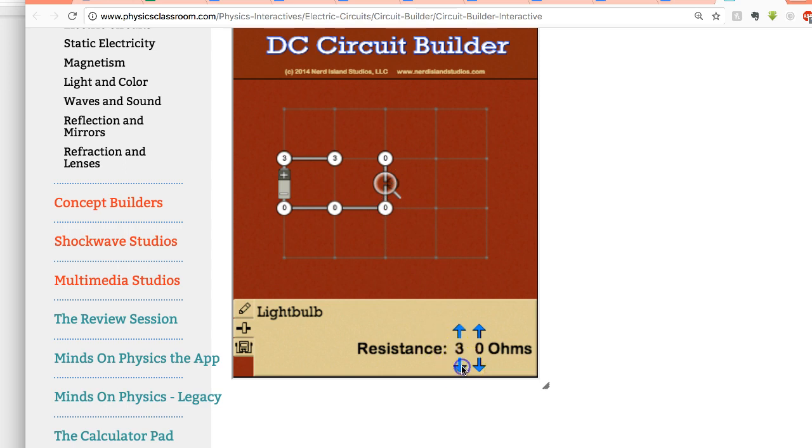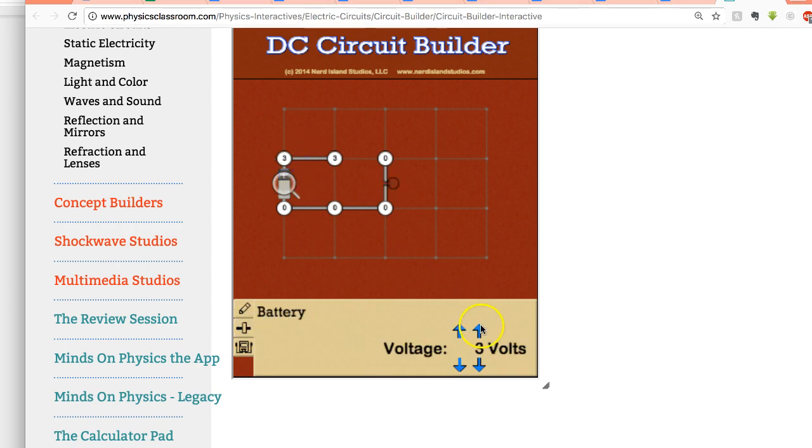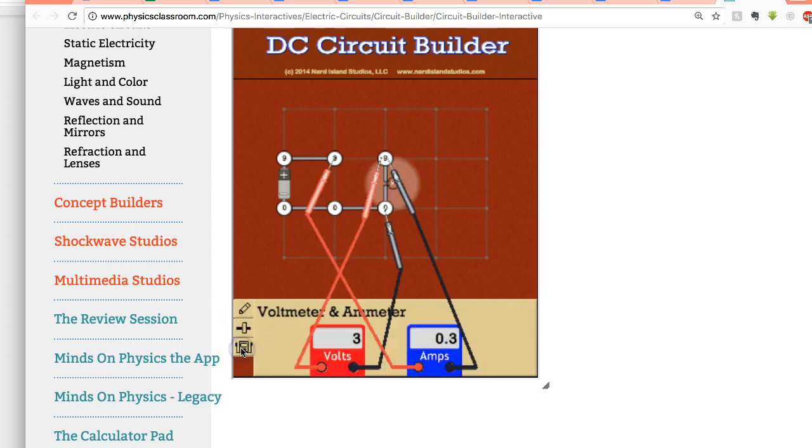So if I drop it back to 30 ohms, we had 0.1 amps for that before. Let's see what happens when I change the voltage of the battery to a 9 volt. Now I have 3 times the current. So as the voltage goes up, the current goes up. A direct relationship between voltage and current. And the simulation just took a second to update, but 9 volts was the amount that it was reading there.